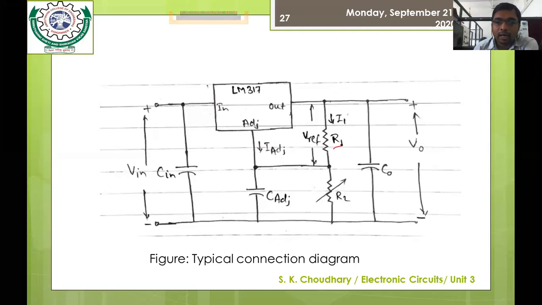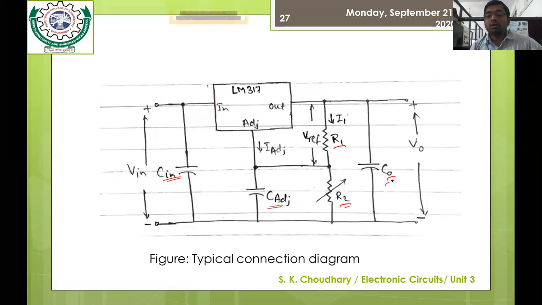Those 2 resistors are R1 and R2. Out of these 2 resistors, one is a variable resistor. This R2 is here to adjust the value of voltage between 1.25 volt to 37 volt. Apart from the regular connection of the block diagram, some external components are also connected here, like the input capacitance C in across the input terminal and ground terminal, then the adjustable capacitance C adjust between the adjustable terminal and the ground terminal.